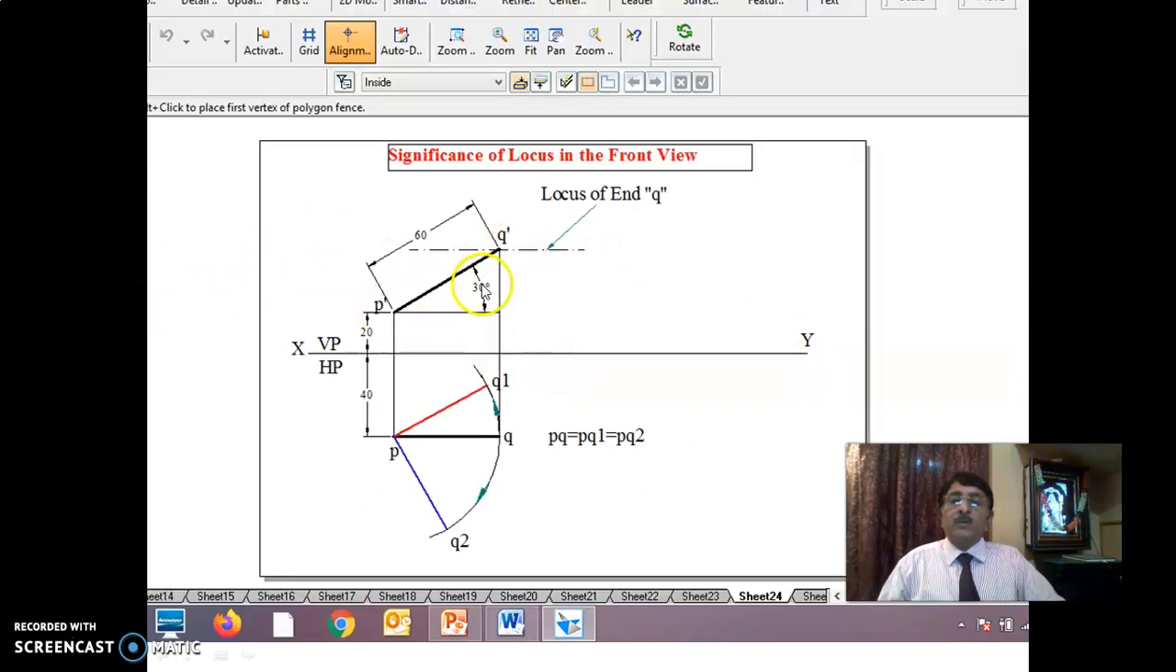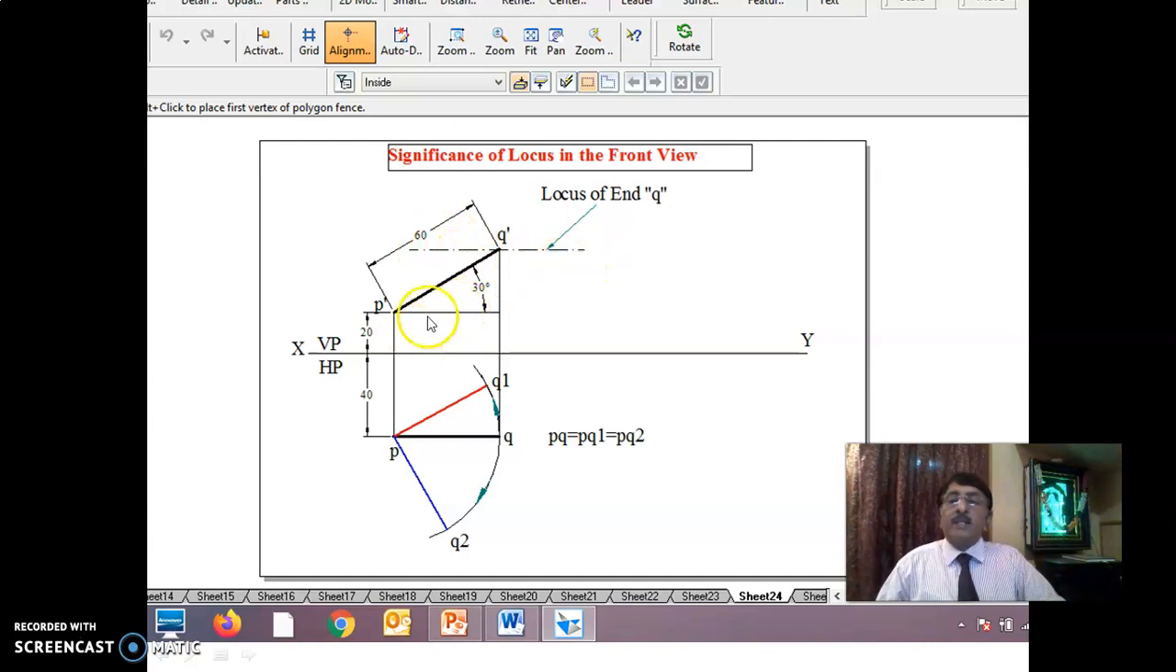See here, I have told you the locus afterwards. In every problem, I'll draw the locus. Anybody will ask why I have written the locus. A locus in the front view you will write, a locus in the top view and all that I'll write. The significance of the locus you should know.